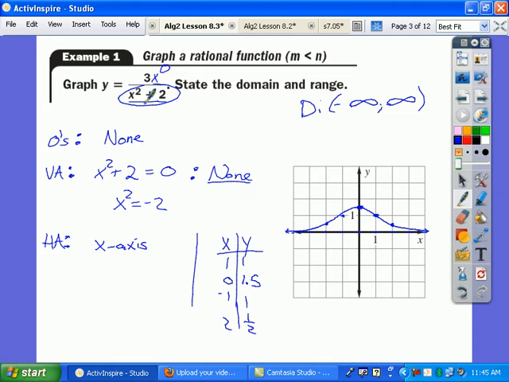What about the range? Anyone bold enough to talk to me about the range of this graph? I'll tell you, in section 8.3 we're not going to talk about ranges very much, because ranges get very hairy very quickly. What do you see here, though? What is the range of this graph?